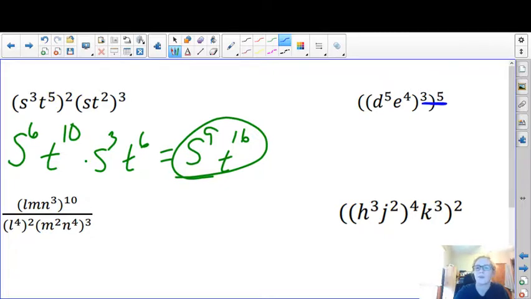Again, let's do these guys first, which gives me 15. So 5 times 15 is 75. 4 times 15 is 60.